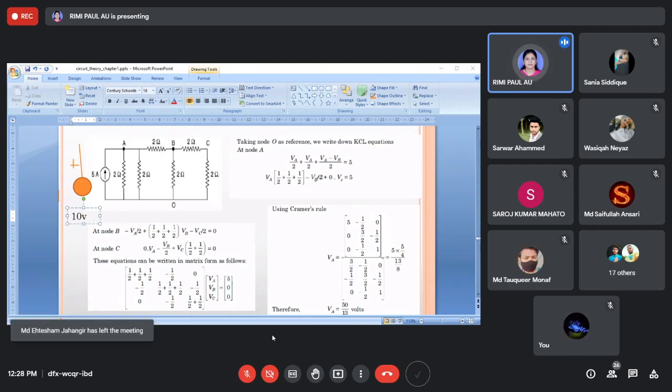Now why I am discussing, because the knowledge is required for AC. When here you can see all the supply are DC, but next the problem will solve that will not be a DC, that will be a AC problem.